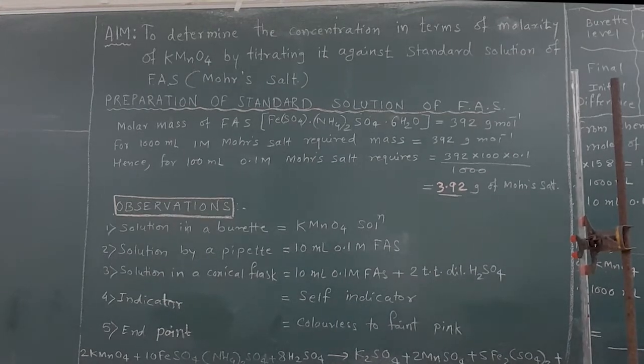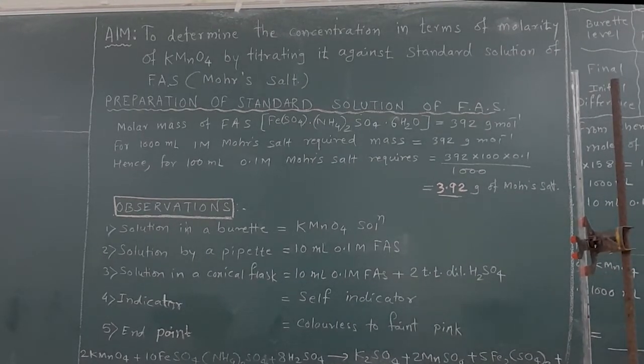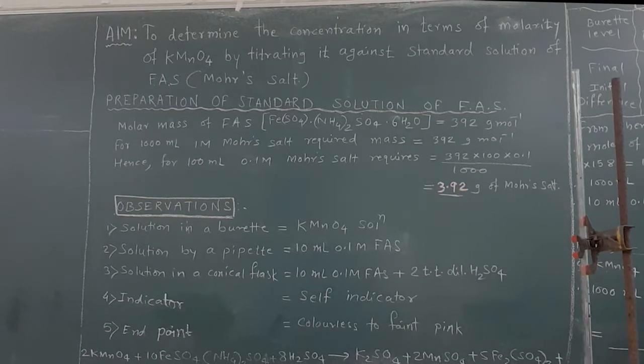As I said, this particular part is similar to activity number 6. In activity number 6, I have already shown how to prepare 0.1 molar ferrous ammonium sulfate. The molar mass of ferrous ammonium sulfate is 392 gram per mole. To prepare 1 molar ferrous ammonium sulfate, volume 1000 ml, which is nothing but 1 liter, we need to weigh 392 gram of ferrous ammonium sulfate.